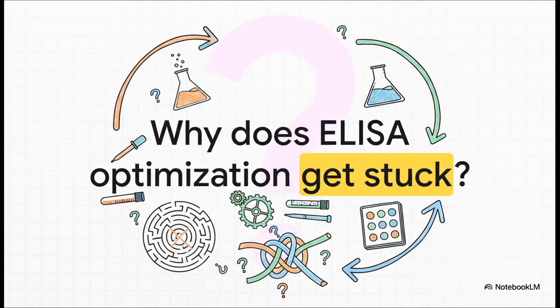So let's start with the big question. Why does this happen? Why do we get stuck in that loop? Tweaking one little thing at a time, only to feel like we're ending up right back where we started. It's a huge drain on time and morale for sure, but the good news is, it is a solvable problem.